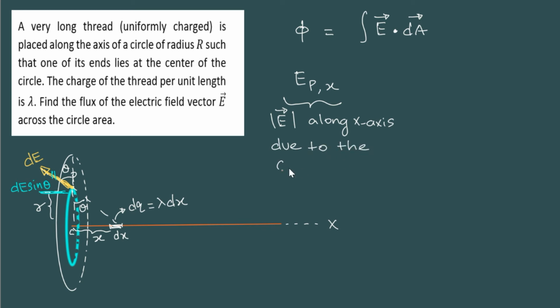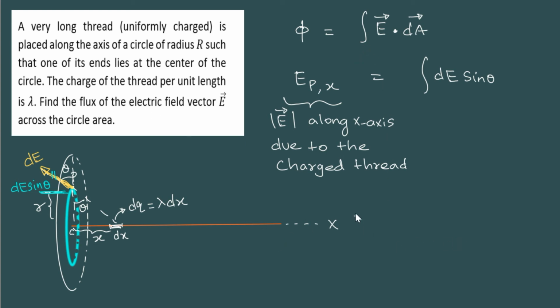Okay, so due to the charged thread. Okay, so what are we doing again? So we take dE and then take sine theta and then integrate it. Again, keep in mind we are still able to get only the electric field at a particular point after this integral. So we still have to take a step from there in order to calculate the flux.